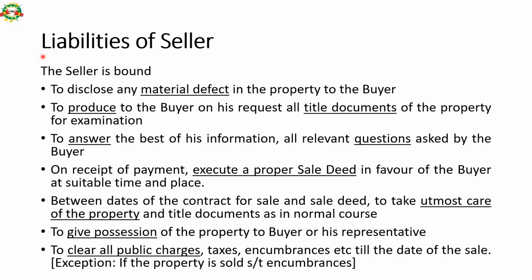The seller is bound to disclose any material defect in the property to the buyer. If I am selling a property to you and I am aware of any defect in my property, it is expected that I should tell that defect to you. The seller must produce to the buyer, on his request, all documents of the property for examination. If I am selling a property to you, all documents, title chain documents, if you ask from me, I should provide you. Whatever questions you ask me about the property, I should answer all of them to the best of my knowledge.